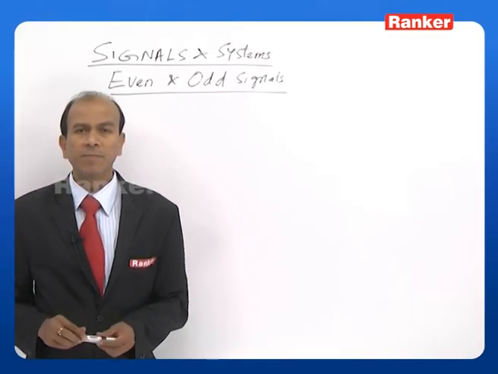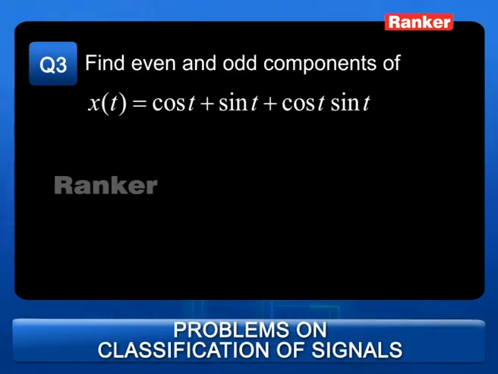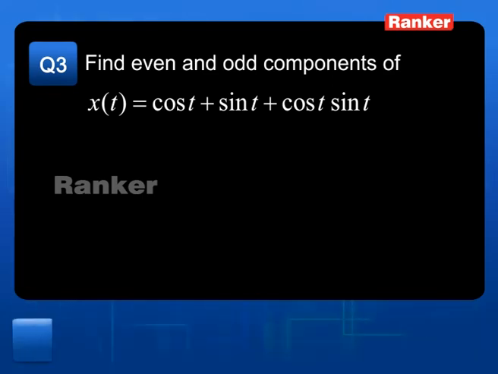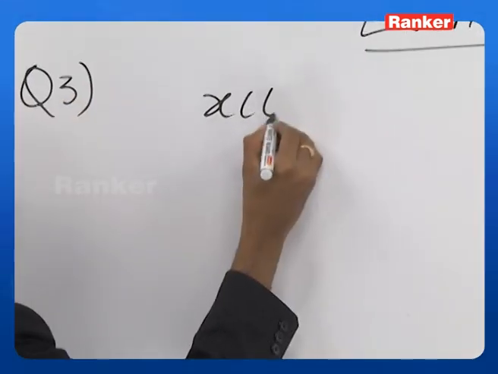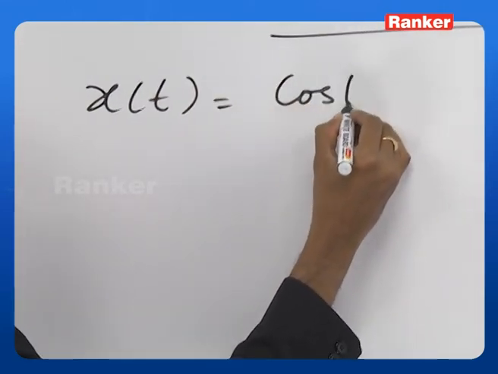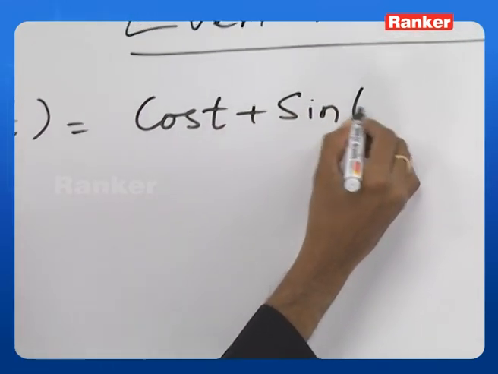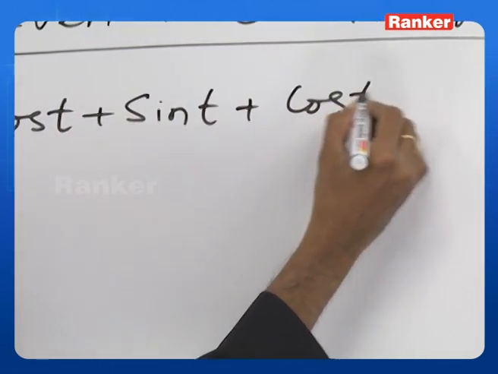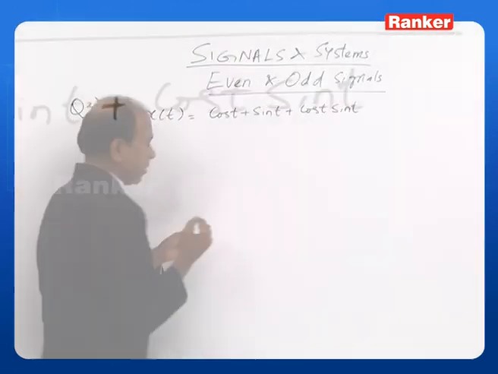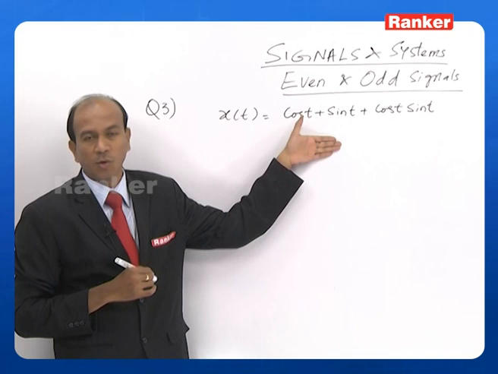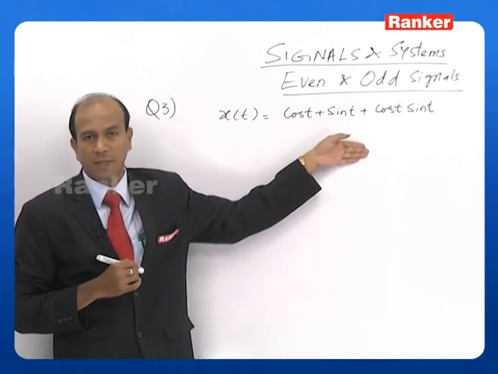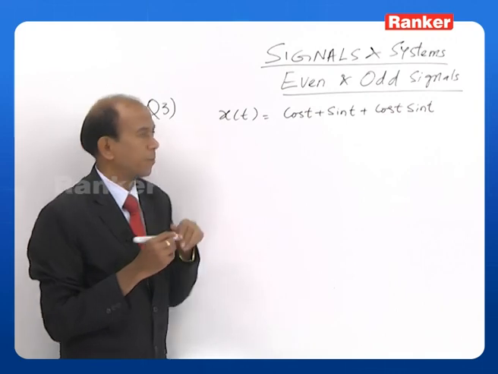Let us look at a third problem, which is x of t is equal to cos t plus sin t plus sin t cos t. So, we will calculate the even and odd components of this signal. Question number 3, x of t is equal to cos t plus sin t plus product of cos t and sin t. Now, given such a signal, we have to calculate again what is the even function of this whole thing and the odd function of the whole thing. Okay. So, let us start with the even function now.